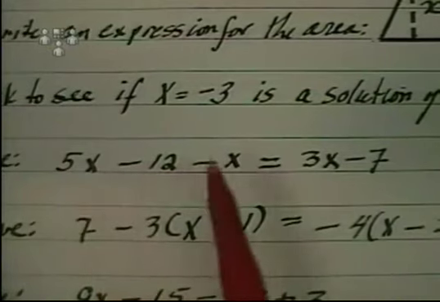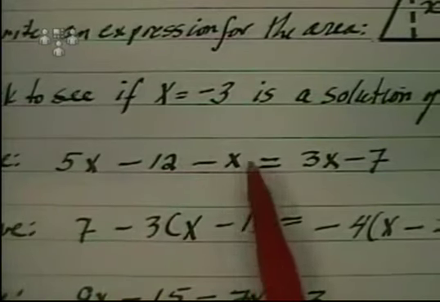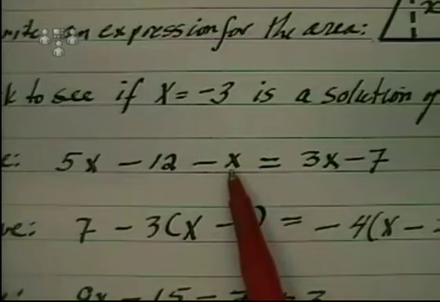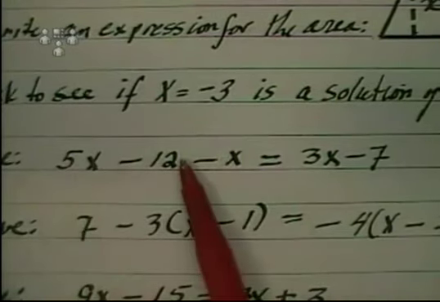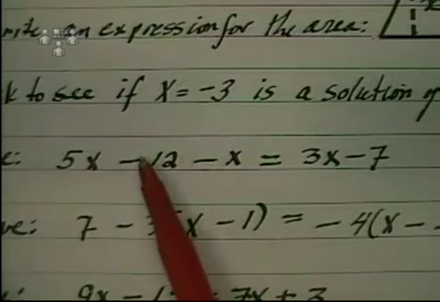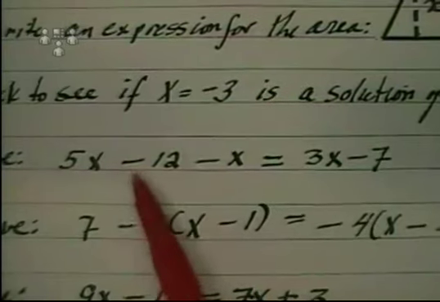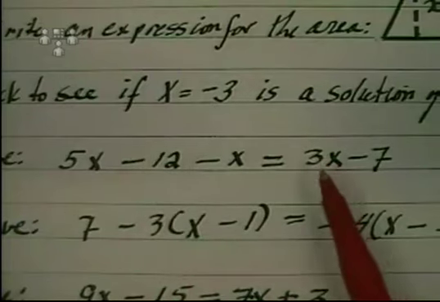Yes, combine like terms. But remember that's a negative 1x, the unseen 1. So that's 5x minus 1x, which is a 4x minus 12. First step. Then I want to add 12 to both sides to get it out of this side. So remember, you move terms by adding or subtracting. I don't want the 3x here, so I'll subtract 3x from both sides.